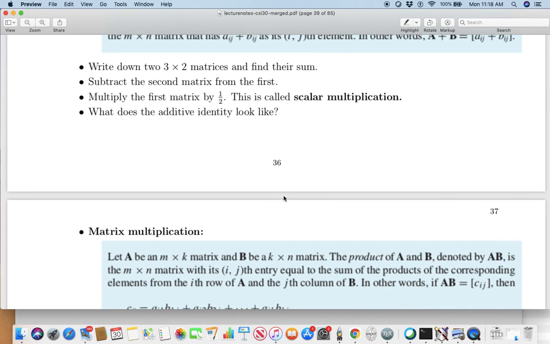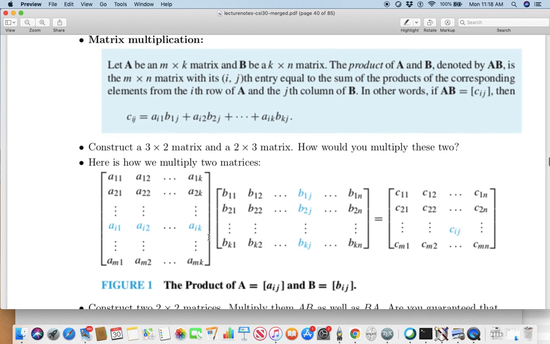All right. Matrix multiplication. Let's come to this in our next video. Until then.